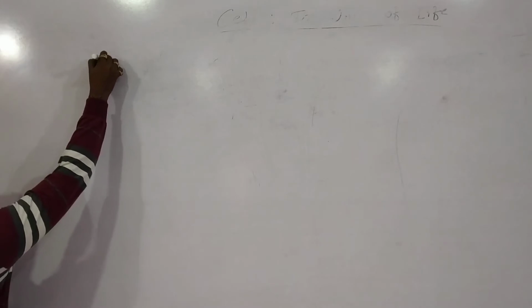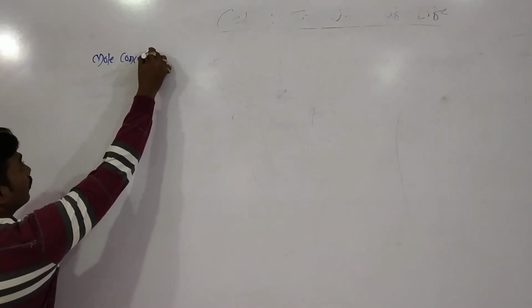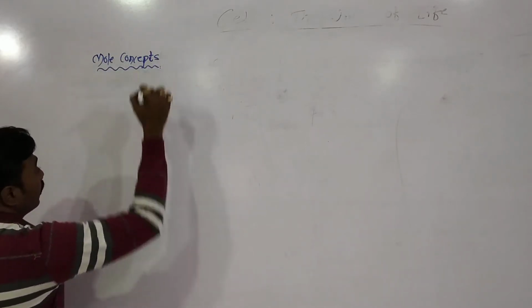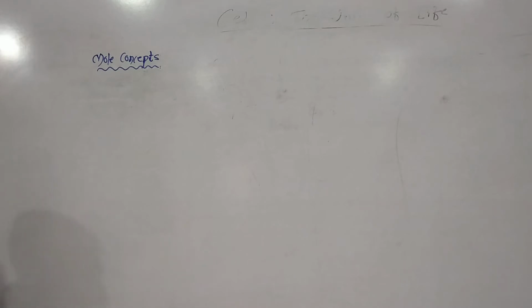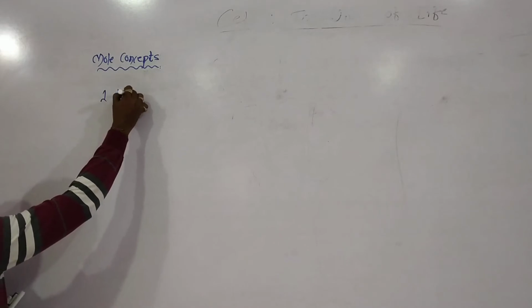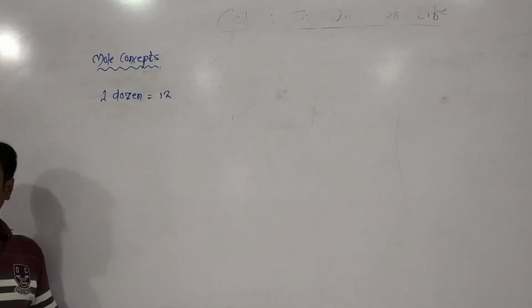So, how was the mole concept introduced? Different types of things are measured in different units. For example, for measuring stationary items or bananas, we make use of a unit, dozen. What do you mean by 1 dozen? Yes, 12 pieces or 12 entities.